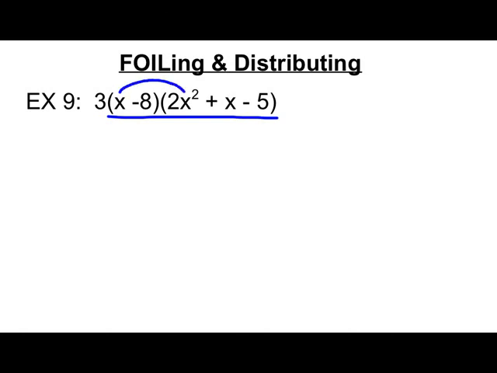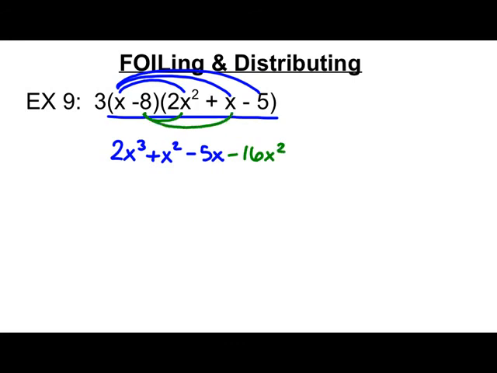So we're going to take x times 2x squared, which is 2x cubed. Then we're going to take x times x, which is 1x squared. Then we're going to take x times negative 5, which is negative 5x. Now we're going to multiply everything by that second value, negative 8. So negative 8 times 2x squared is negative 16x squared. Negative 8 times a positive x is a negative 8x. And negative 8 times a negative 5 is a positive 40.